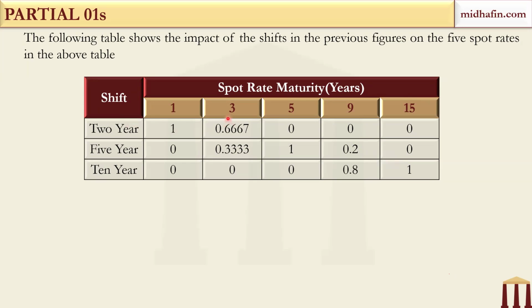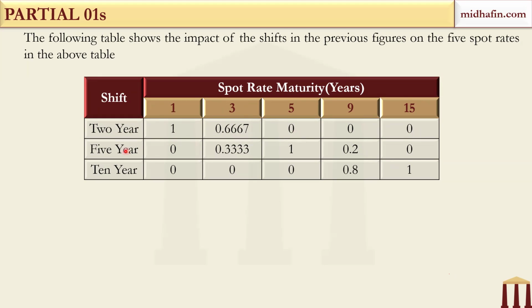What will be the change in the 3-year spot rate if my first key rate changes by 1 basis point? I can calculate it with linear interpolation, assuming a line. The first coordinate will be (2,1), the second coordinate will be (5,0), and the third coordinate will be (3,x). I can then solve for it. I get 0.6667. So if my first key rate changes by 1 basis point, the 3-year spot rate will change by 0.6667 basis point. And from 5 years onwards, the 2-year key rate has no effect. So 0, 0, 0.